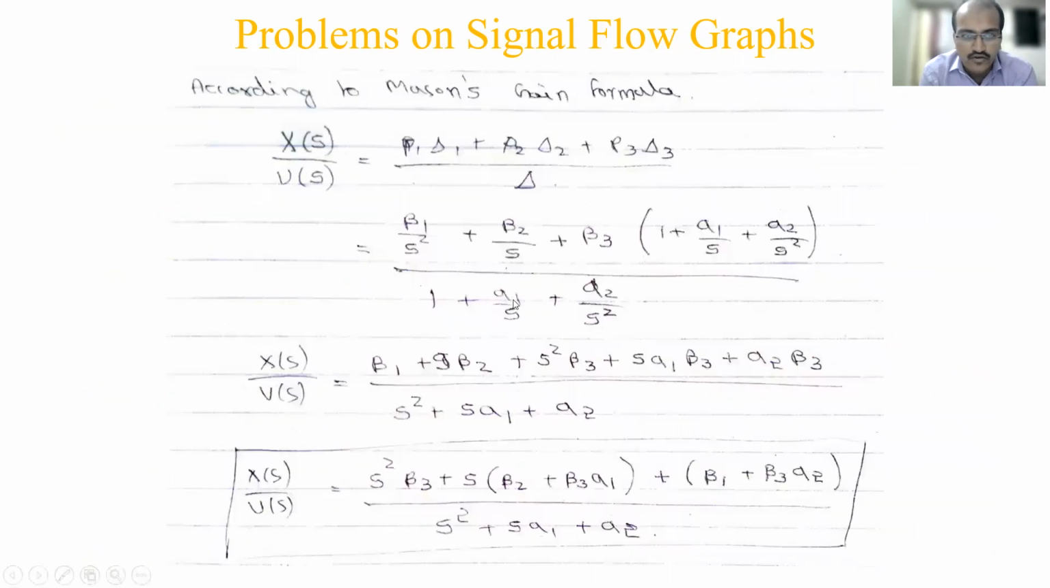So now we'll put it in the formula. According to Mason's gain formula, the output is X of S and input is U of S, in the Laplace transform domain. There are three paths, so it is expanded now: P1 delta 1 plus P2 delta 2 plus P3 delta 3 by delta. Substitute the values. P1 is beta 1 by S square, delta 1 is 1, that's why not written. P2 is beta 2 by S, delta 2 not written. Plus P3. P3 value is just B3 and its delta 3 value is 1 plus A1 by S plus A2 by S square. And then the determinant value is the same, 1 plus A1 by S plus A2 by S square.